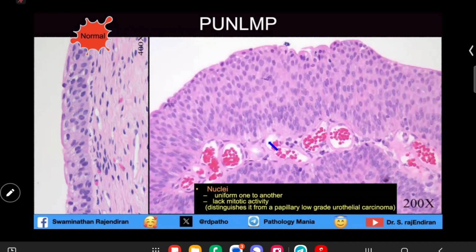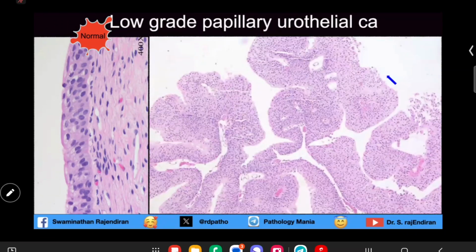But how will you define minimal? The nuclei are uniform and they lack mitotic activity. Okay, but it's very difficult to apply the criteria for PUNLMP practically, whereas the criteria for low-grade and high-grade papillary urothelial carcinoma are very well defined.